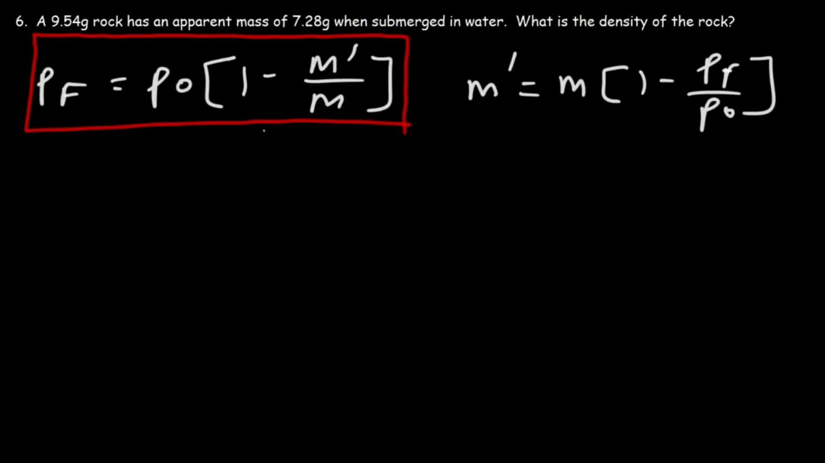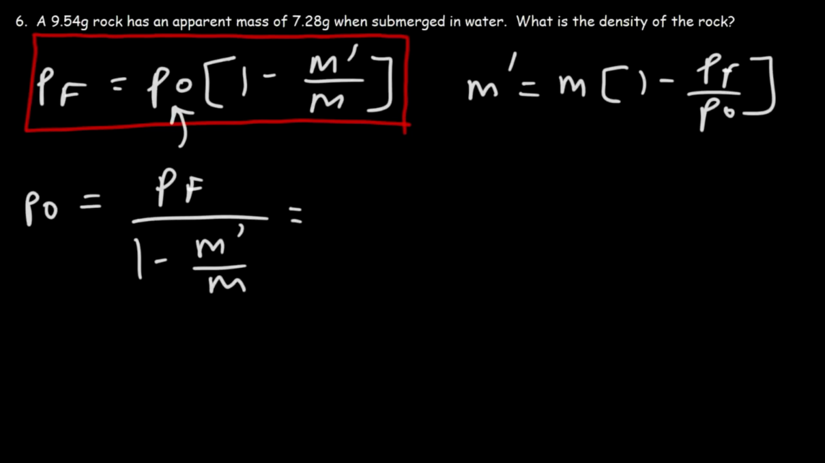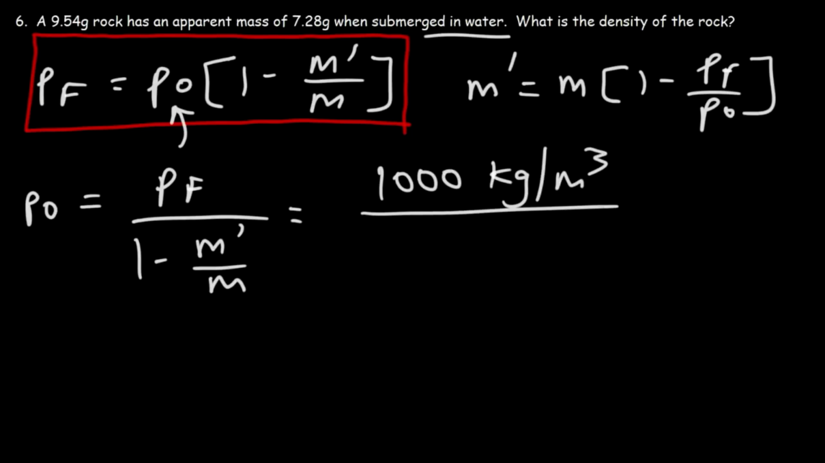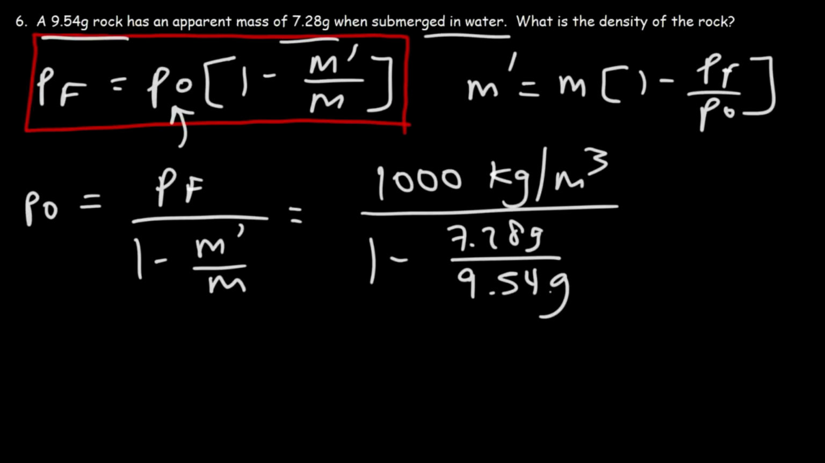Let's rearrange for the density of the rock, or the object. So we need to divide both sides by this portion of the equation. So the density of the rock is going to be the density of the fluid divided by 1 minus the apparent mass over the mass. The fluid is water, so that's going to be 1,000 kilograms per cubic meter. The apparent mass is 7.28 grams. The actual mass of the rock is 9.54 grams. Go ahead and plug this in. You may need to put this in parentheses on the bottom.